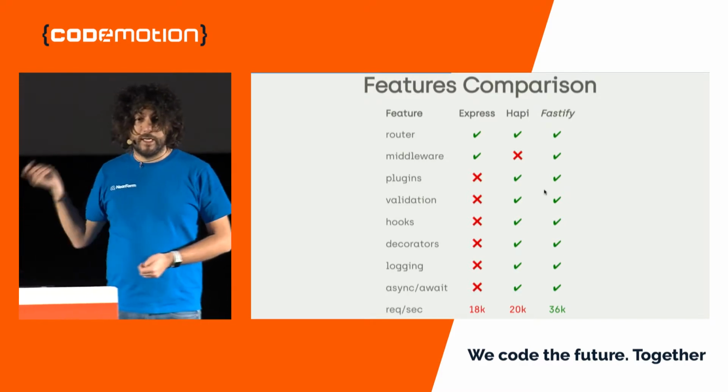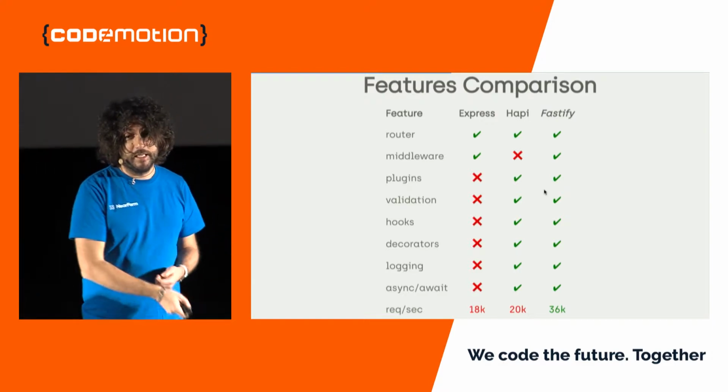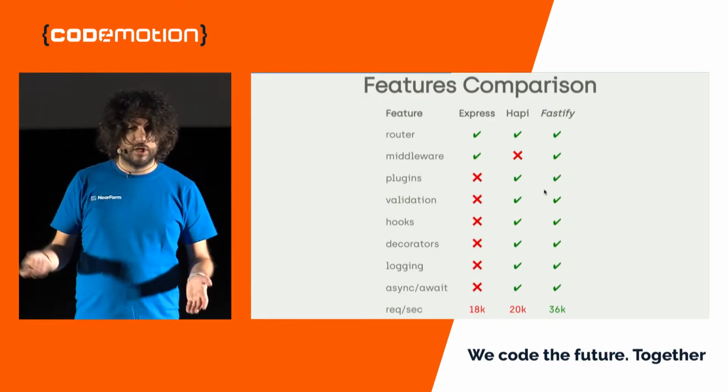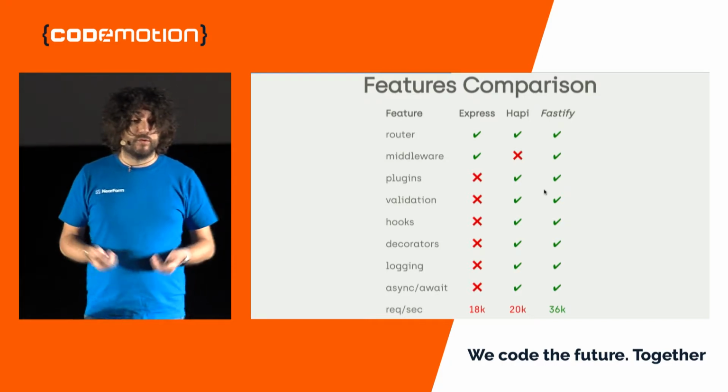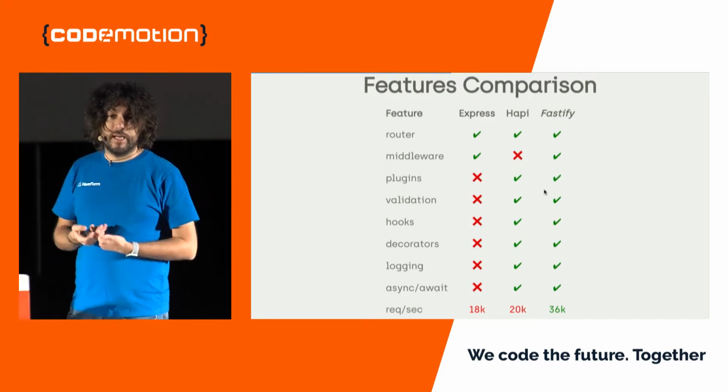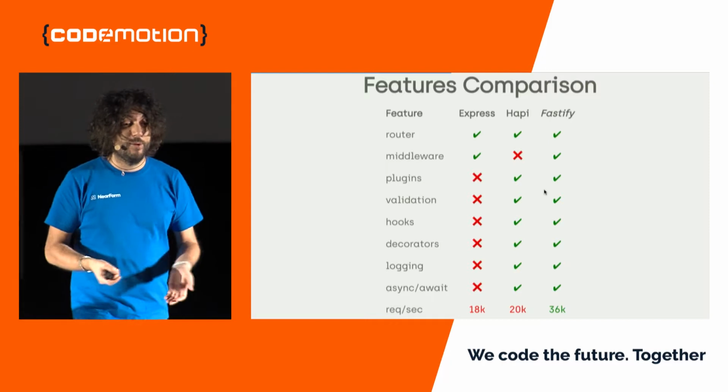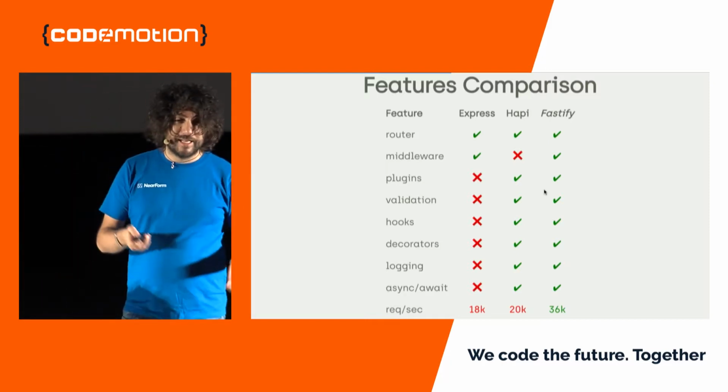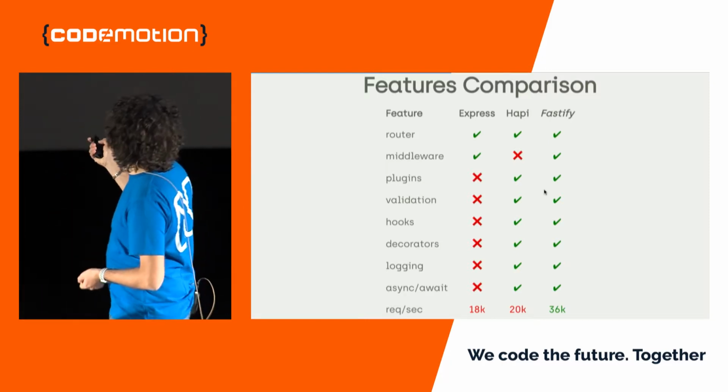In 2018 and 2019, you want to use a web framework in Node.js that supports async await out of the box. It's very, very important. Otherwise, you will end up using async await anyway, and if it doesn't support it, you can end up in some big problematic areas.